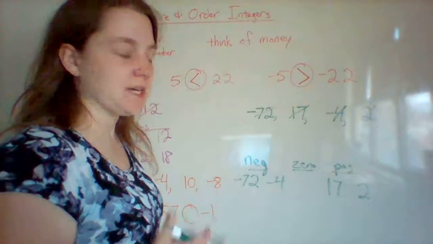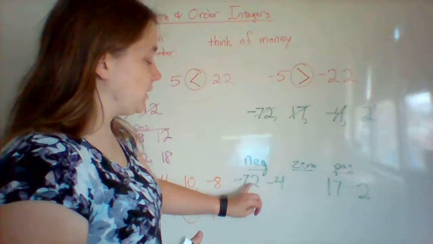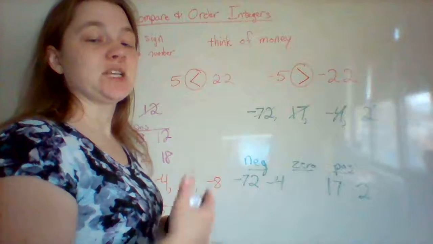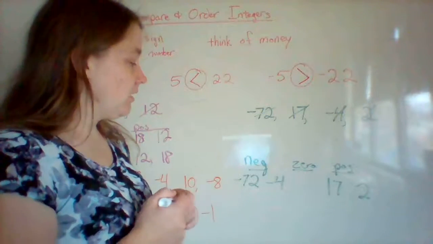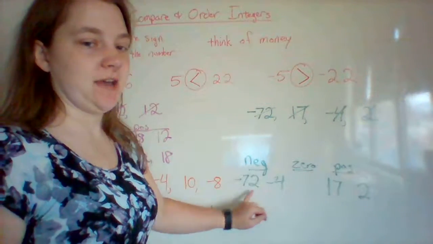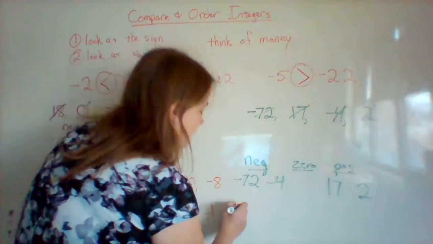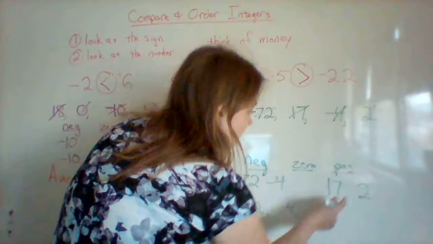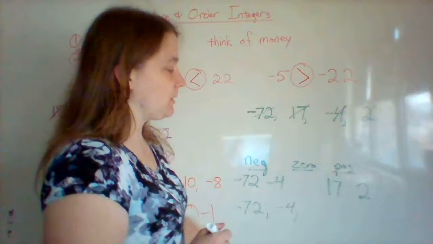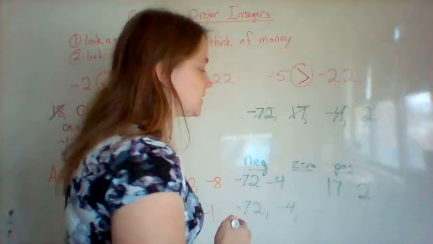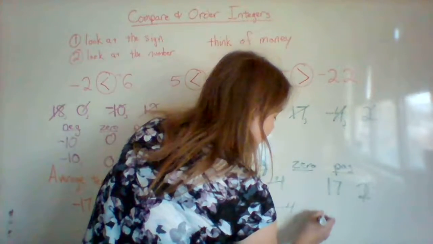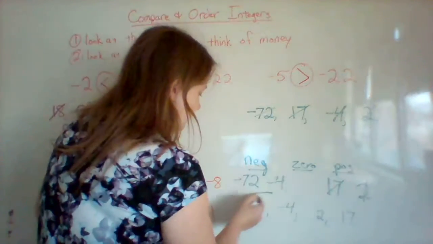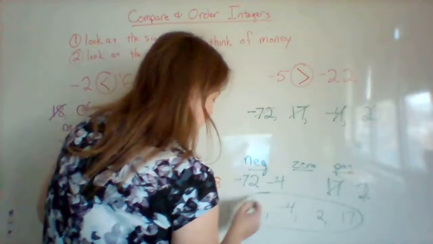Now all I have to do is actually put these into order. Which is bigger, negative 72 or negative 4? Negative 4 is actually bigger than negative 72, because if you owe me $4, that's a lot better than owing me $72. So we're going to keep these numbers the way that they are. Between 17 and 2, we know that we'd rather have $17 than $2, so I'm going to take the 2, put it next, and then take the 17 and put it last. And there I have my ordered numbers.